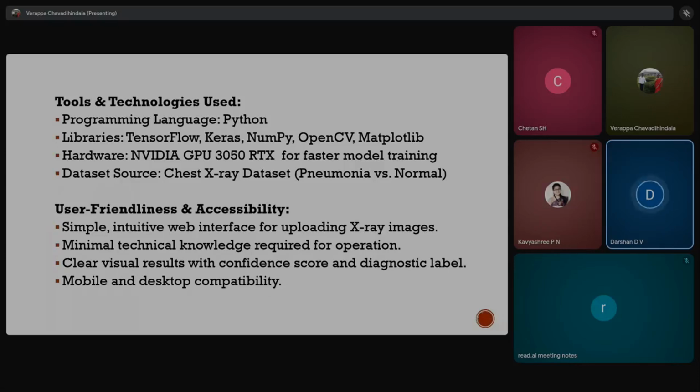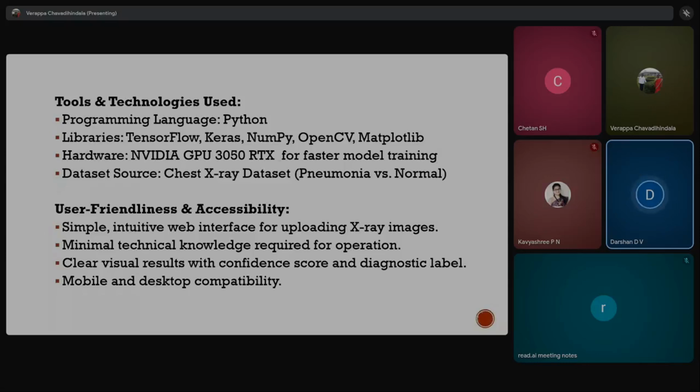For deployment, we use the Flask framework, which allowed us to create a simple web application where users can upload X-ray images and get diagnostic results. The model was trained using an NVIDIA GPU for faster processing than a CPU, and the dataset is taken from the Kaggle chest X-ray, which includes images labeled as normal or pneumonia.